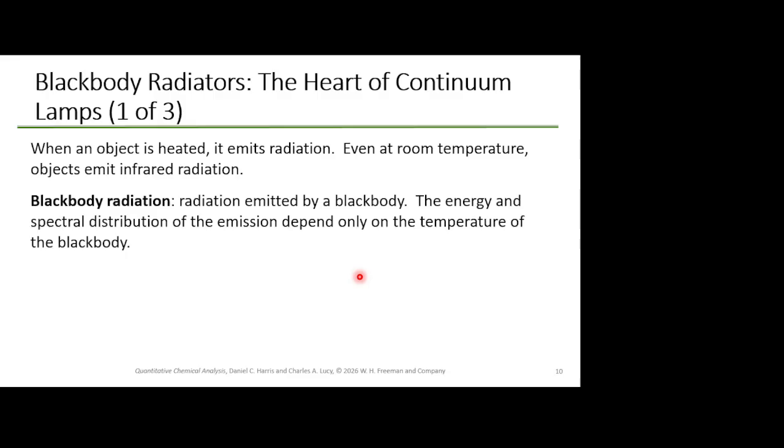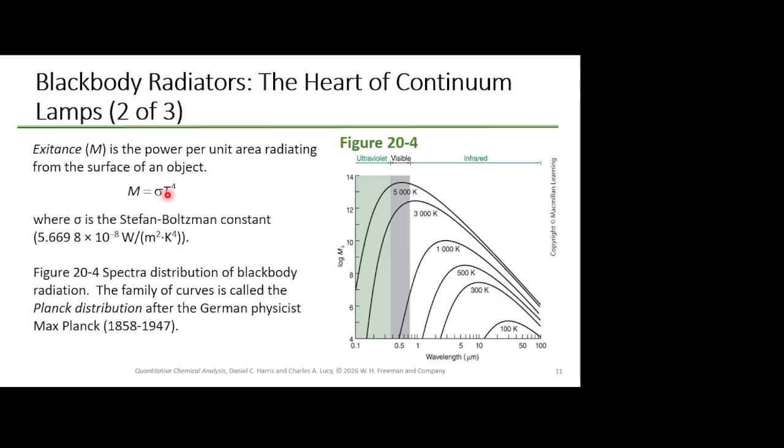So, black body radiation. This is the radiation emitted by what's called a black body, and the energy and spectral distribution of emission is going to depend only on the temperature of the black body. Most objects are not perfect black bodies, but this gives a pretty good approximation for most objects in isolated environments.